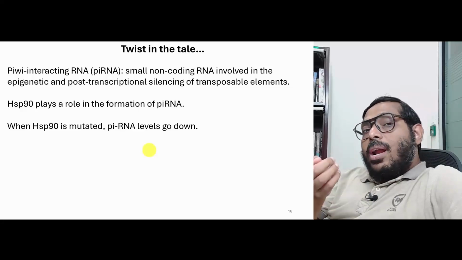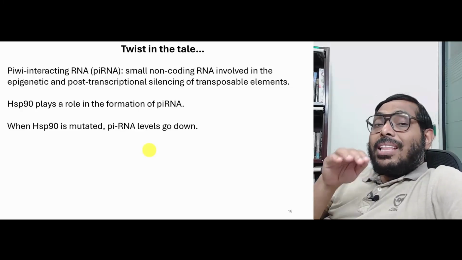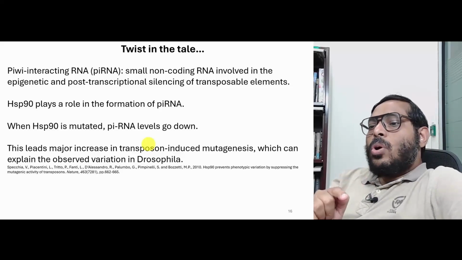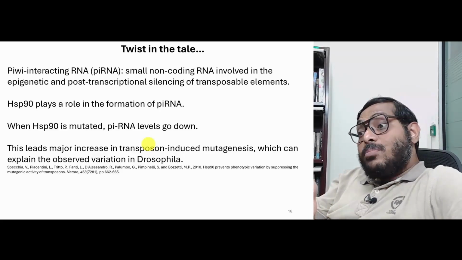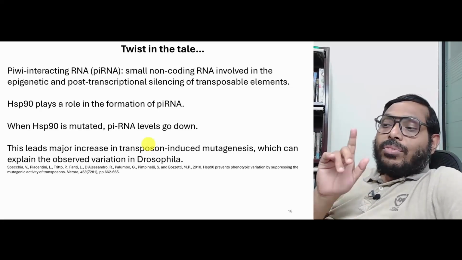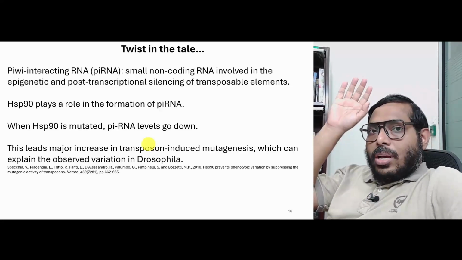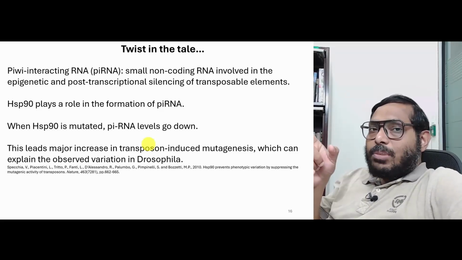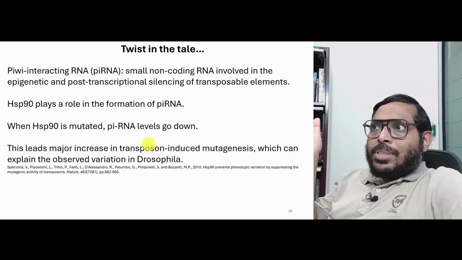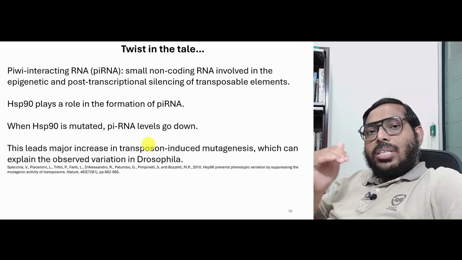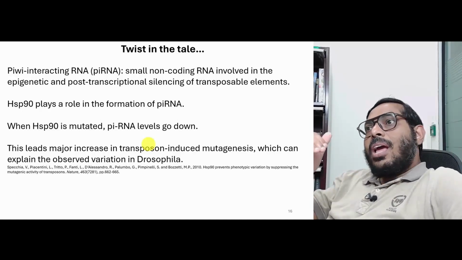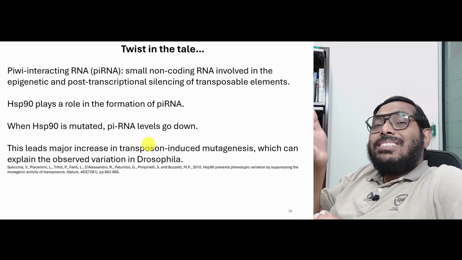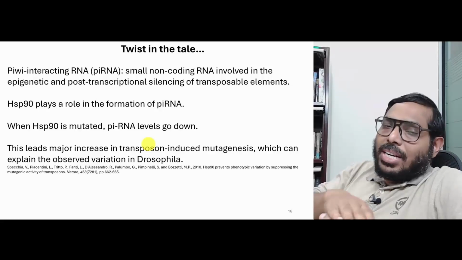So, when you end up mutating HSP90, then the piRNA level goes down, and it has been shown that this leads to a major increase in transposon-induced mutagenesis. Now, if that happens, remember what we saw in the context of Rutherford and Lindquist's work. When they mutated HSP90, they started seeing all kinds of phenotypes. They assumed that the genetic variation was already there, and now because of mutation of HSP90, that variation is getting expressed, which is why they call it cryptic genetic variation.